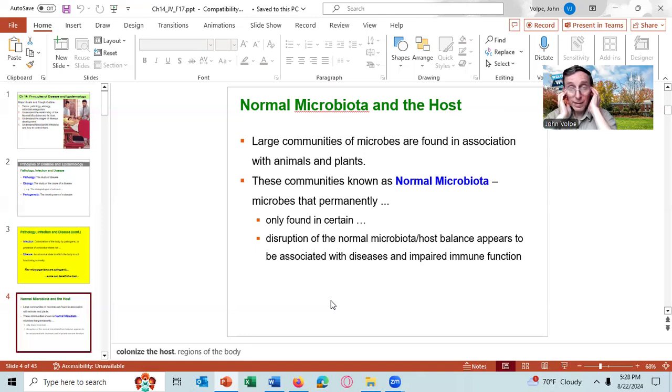Any question about any of that? So there is a human normal microbiota and then different normal microbiota for each different species.